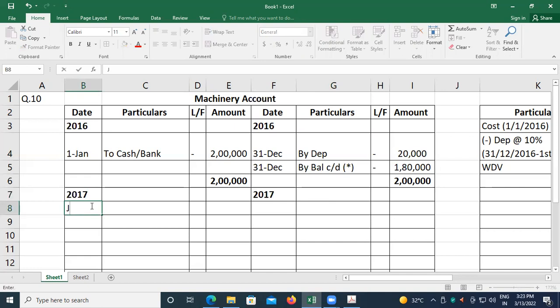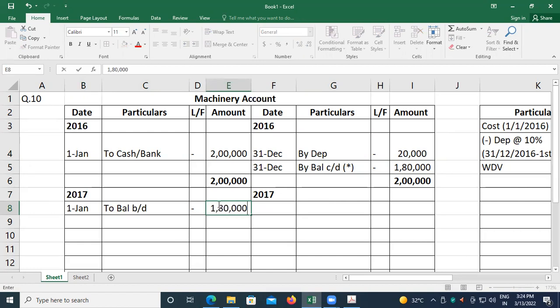So what will be the next date? January 1st. So 1st January, what will I write here? To balance. Now this was carried down. Now we have to bring down the balance. What is the balance we have brought down here? Can you see here? There is 1,80,000. Now it will immediately come from the credit side. It will come to which side? Debit side. So let us write down 1,80,000 rupees.